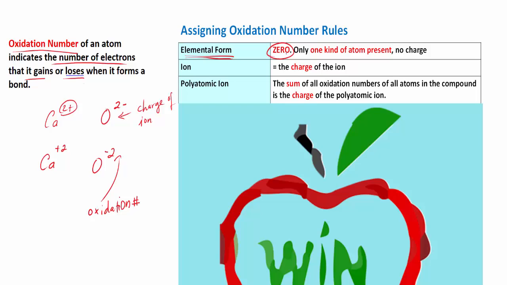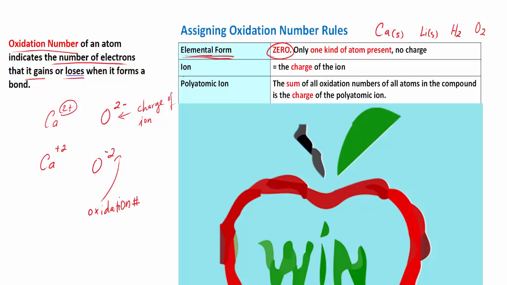Some common examples could be calcium solid. Notice how it is calcium by itself. Or we could have lithium solid, or hydrogen gas, oxygen gas. Notice each of those has an oxidation number of 0 because it is in elemental form.